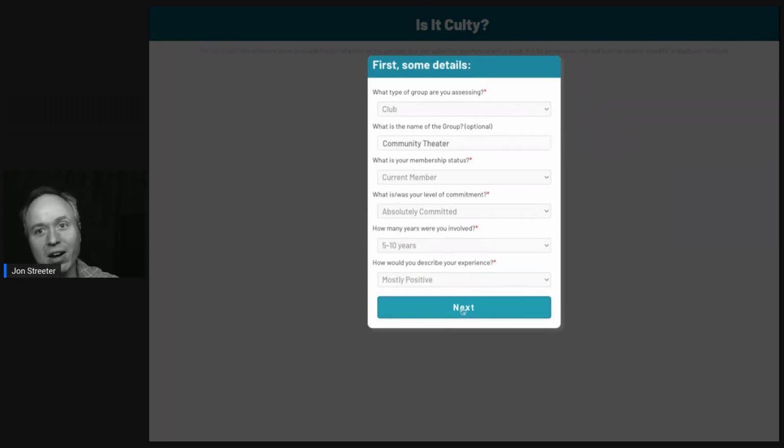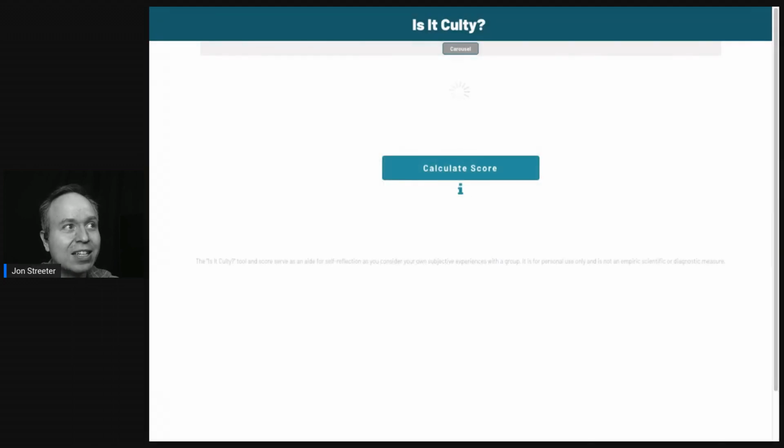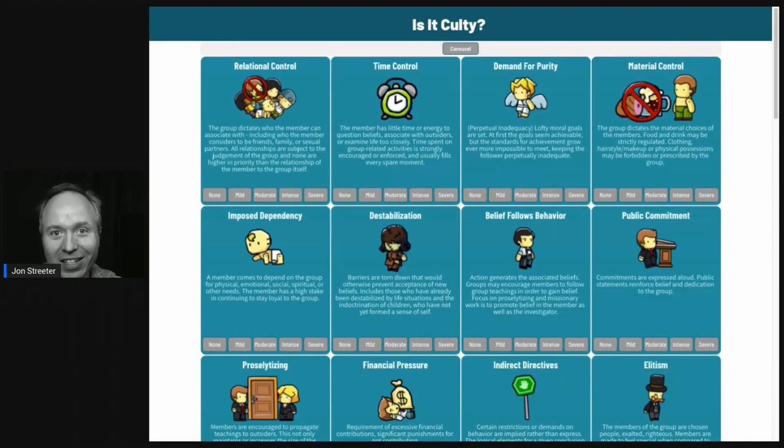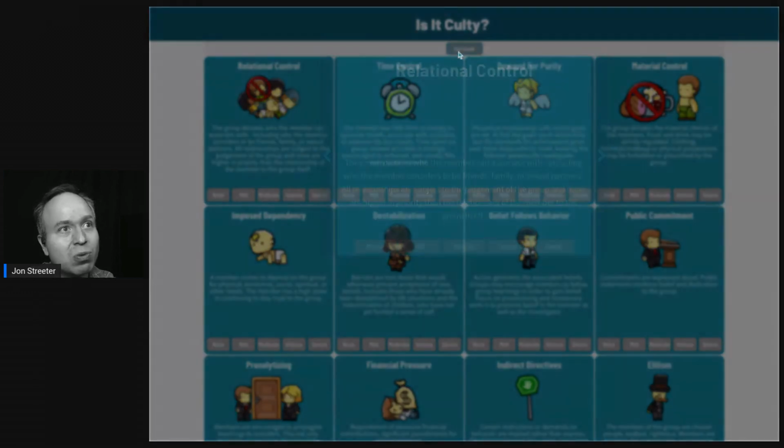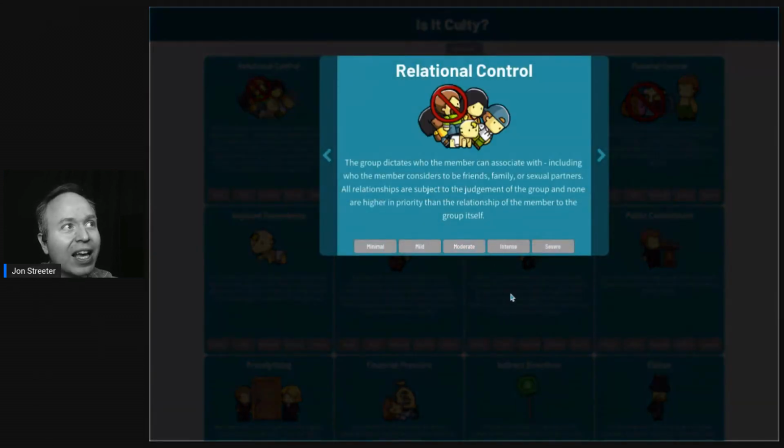All right. So we've got our first details in, and we're going to start our Is It Culty assessment. I'm going to go ahead and switch it to carousel mode just so that we see one at a time here. And so the first one, relational control. The group dictates who the member can associate with, including who they consider to be friends, family, sexual partners. All relationships are subject to the judgment of the group, and none are higher in priority than the relationship of the member to the group itself.